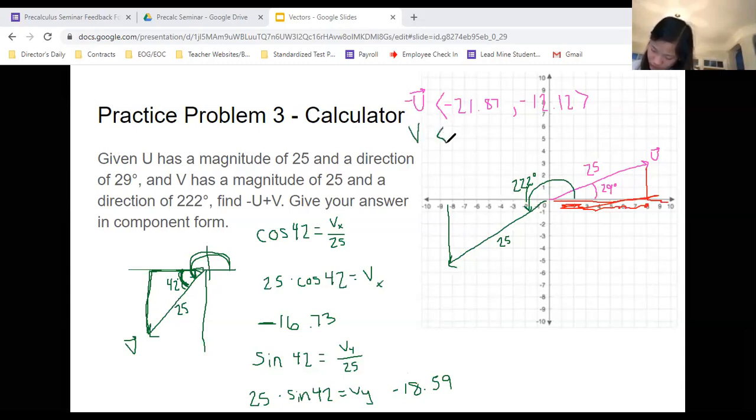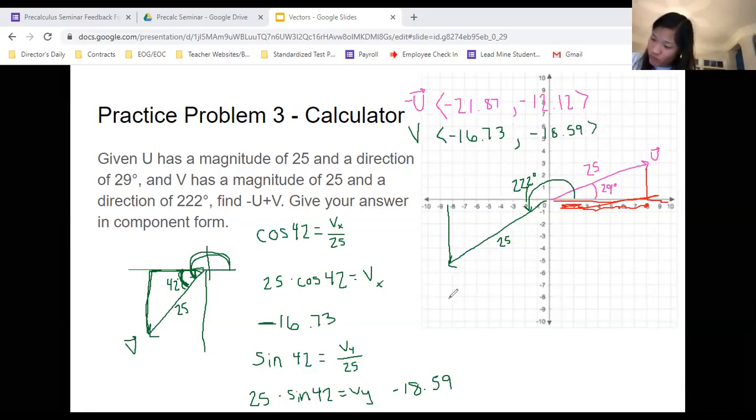V is negative 16.73 for my x component, and negative 18.59 for my y component.